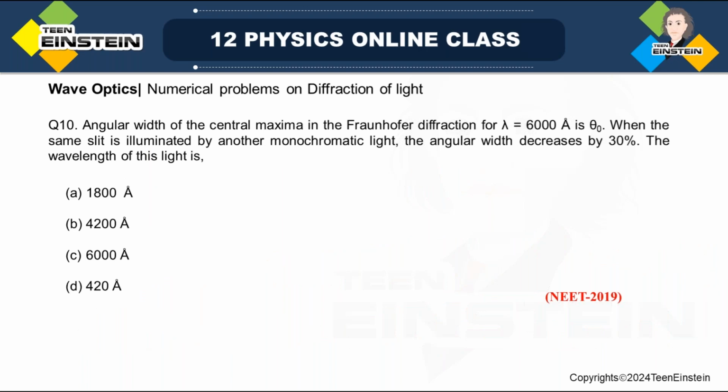Now the next question. This is from NEET paper 2019. Angular width of the central maxima in a diffraction pattern, lambda is given, so 6000. So these are similar type of question. When the same slit is illuminated by another monochromatic light, the angular width decreases by 30%. So what is the wavelength of the light used? See, first one wavelength 6000 angstrom was used.